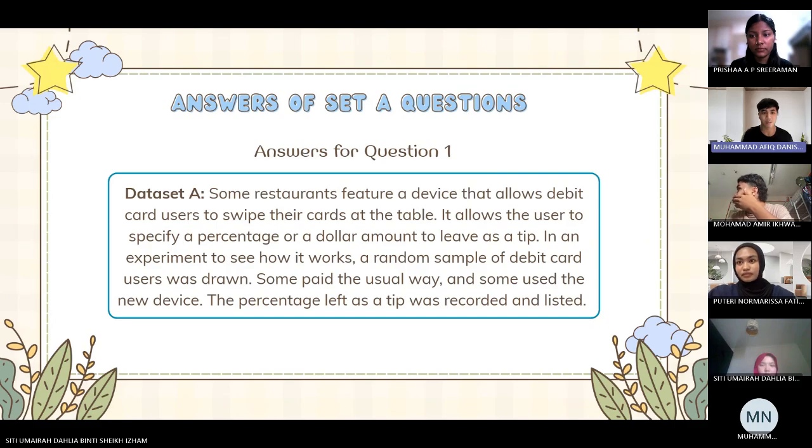For question 1, our dataset is about restaurant customer tipping. Some customers pay the usual way, while others use a new payment device at the table. The aim is to find out if there is a difference in behavior between these two groups.